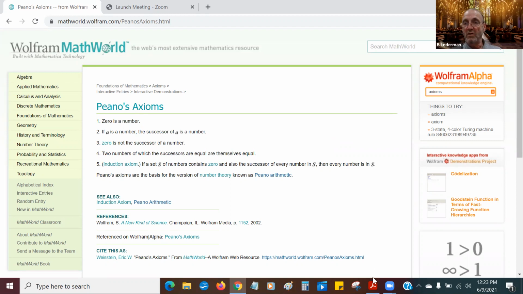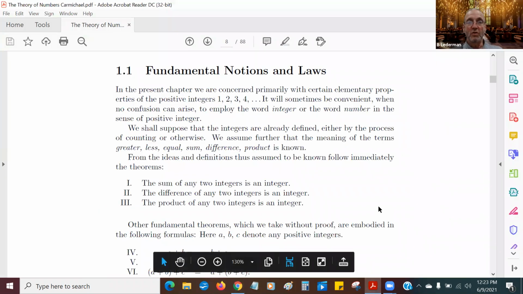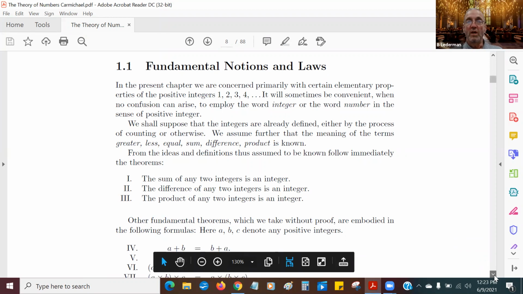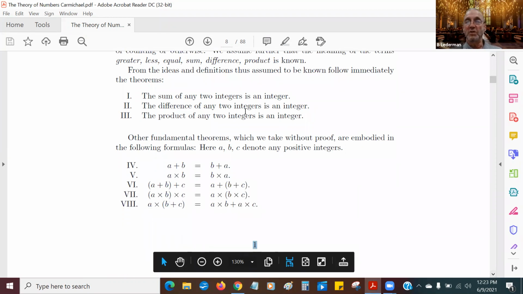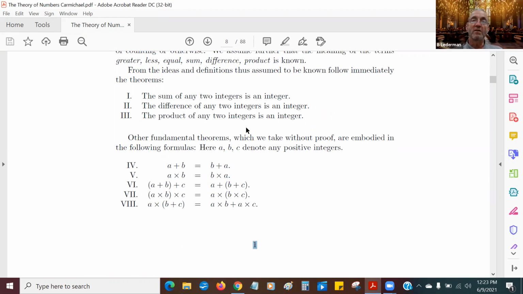Anyway, back to our text. It immediately follows that the sum of any two integers is an integer. The difference of any two integers is an integer. These are things which you just kind of know from experience. And the product of any two integers is an integer. And these are things which I think you'll all agree, we don't need a whole big giant proof of this. Most of the stuff you just kind of know.